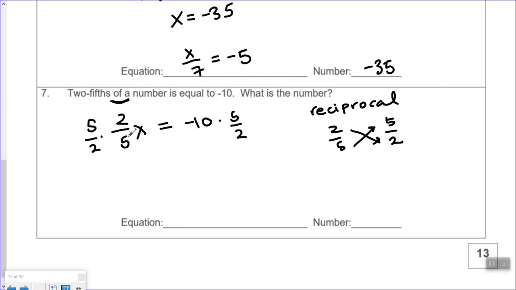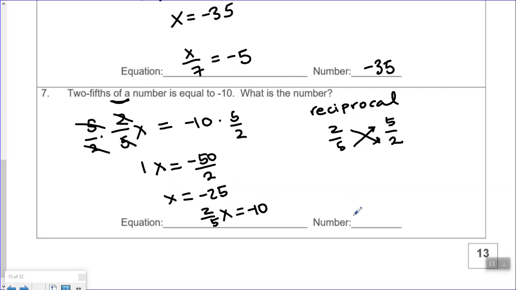And when you multiply reciprocal, you can put in your calculator 5/2 times 2/5. They will cancel each other. They will be 1. 1x equals negative 10 times 5/2. Put it in your calculator. It will give you negative 50/2, which is negative 25. 1x is the same as x. The equation is 2/5x equals negative 10. The answer is negative 25.